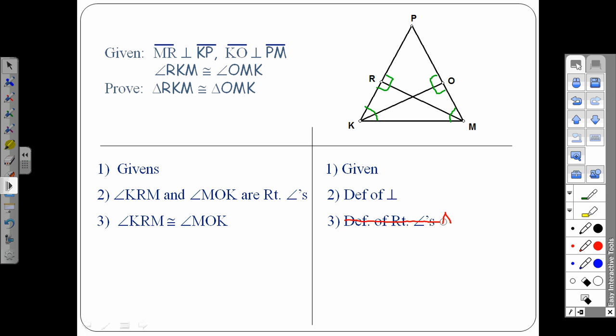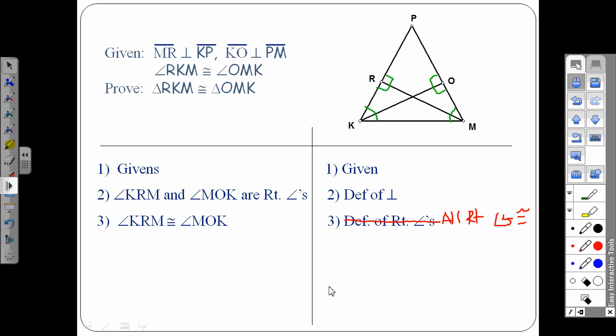Let's see if I can write this. All right angles congruent. Ha ha ha. I was able to beat the system. Okay. There we go. So we have all right angles are congruent.